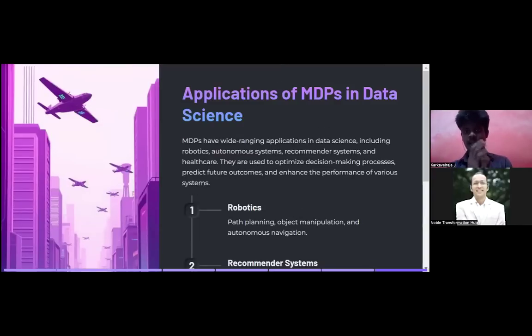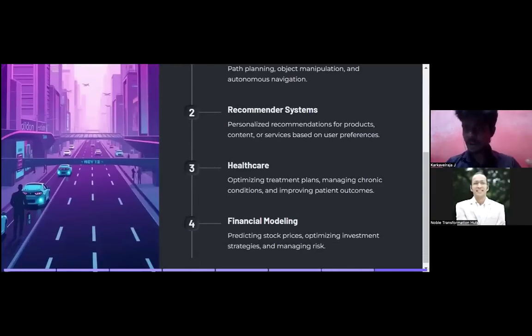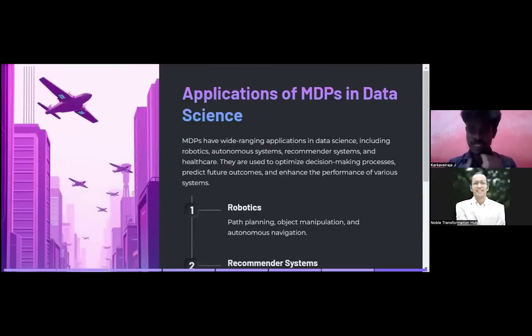Whenever we have these kinds of patterns, we can use this MDP formula to make decisions. It is not just robotics, recommendation systems, healthcare, and finance. In any number of applications and fields where you need AI, we can use MDP as a fundamental. We can build reinforcement learning on top of it and get business success. So this is all about the applications of MDP in data science.